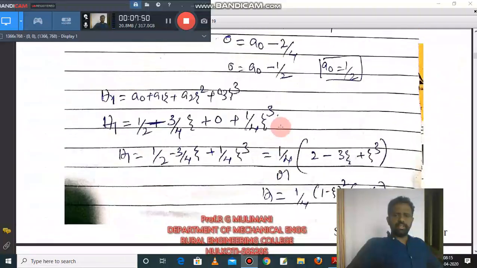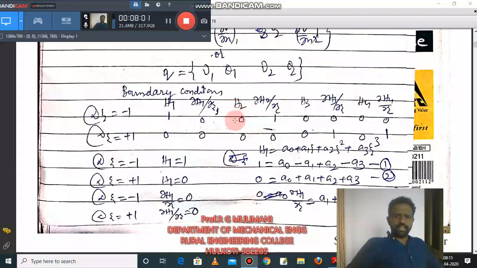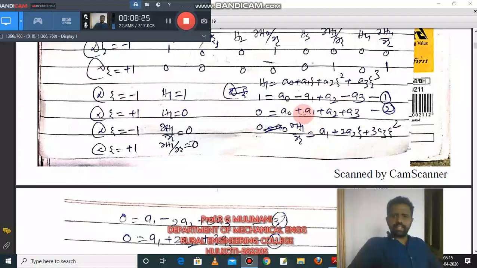Similarly, you use these 4 conditions to find the Hermite shape function 2. h2 value is 0 at zeta equal to minus 1, h2 value is 0 at zeta equal to 1, and dou h2 by dou zeta is 1 at zeta equal to minus 1. These are the 4 conditions. You write them in this fashion, and similarly you take the same equation h2 equal to a0 plus a1 zeta plus a2 zeta square plus a3 zeta cube, and you will get 4 equations. Simplify them, find the constants and substitute in this equation.